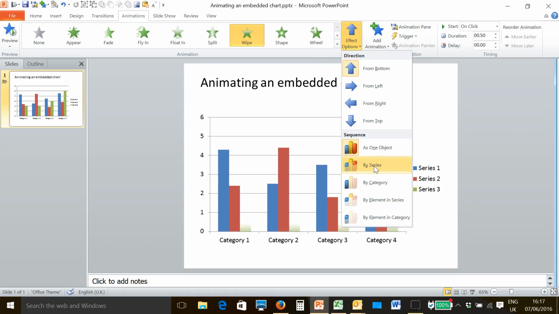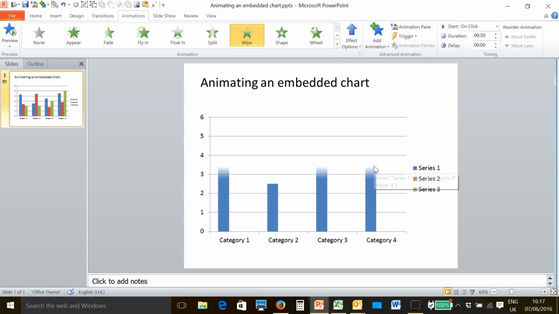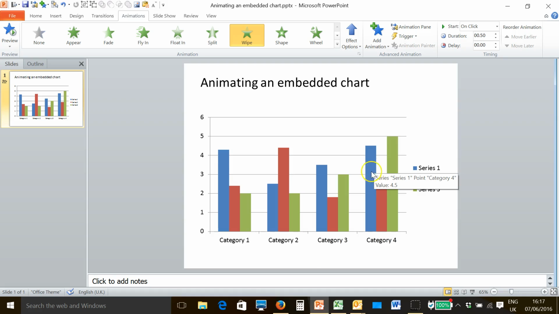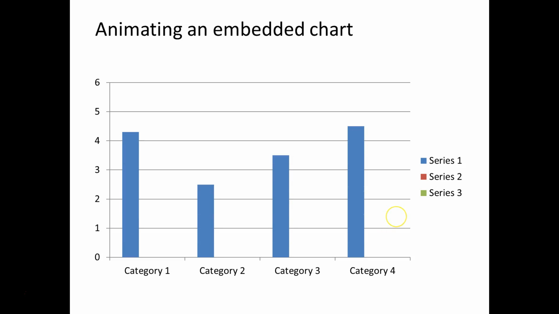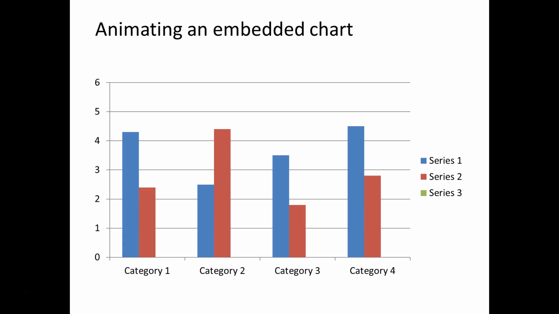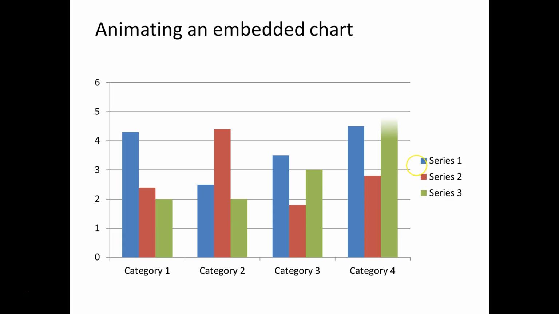If we click on by series, and then we get that little preview, then how that appears is as below. So the first thing that would appear is the chart background. So you could explain the x-axis, you could explain the y-axis at this point. On the first click, then series 1 appears. You can talk around that. Series 2, mention why category 2 was so much higher than the rest, and then category 3.